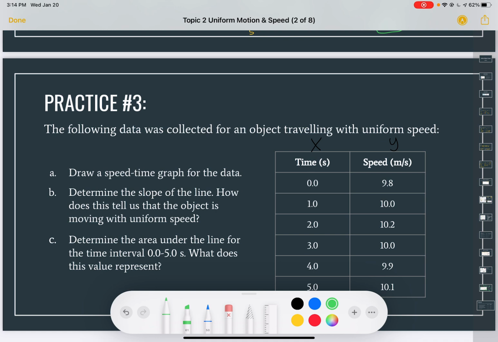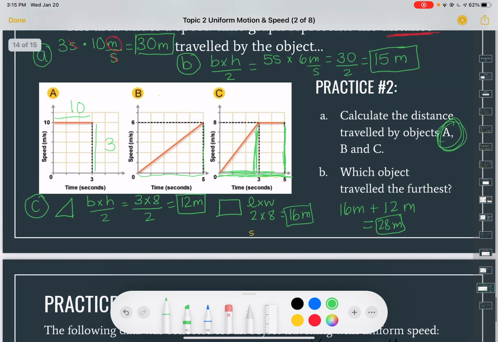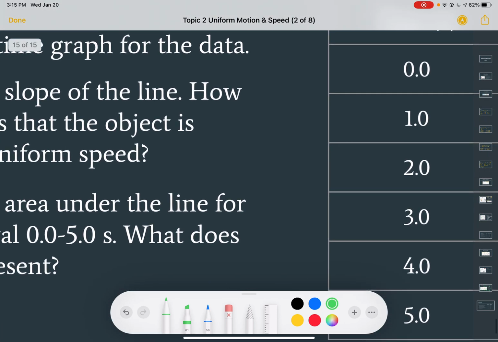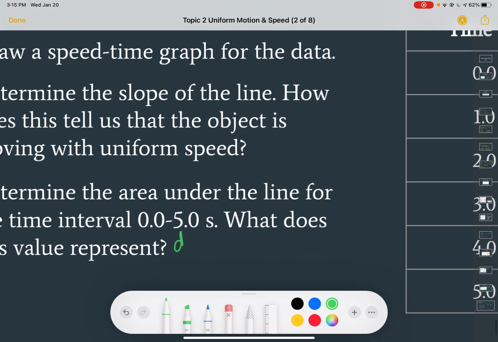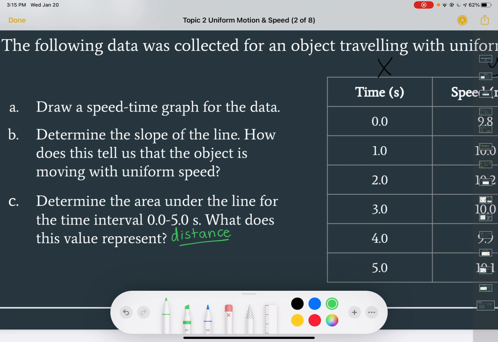But I can do letter C, which says determine the area under the line for the time interval. What does this value represent? So without determining it, because we just did some of those areas, we can tell what those represent. It represents distance, because that's what it did in the last question. So I'm going to write that here. Distance is what it represents. I'm not going to actually graph this. There's really no difference in our graph than the last graph that we did.